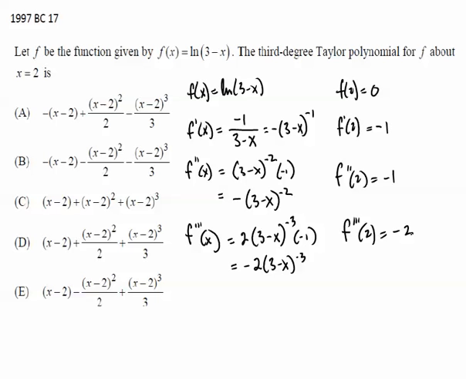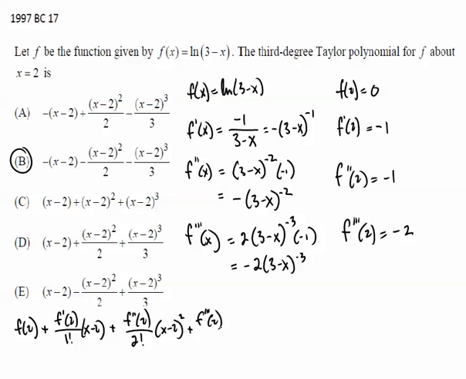So just by looking at the coefficients, we may be able to tell something. Actually, we can see that only B has all negative terms, which is what we should wind up with. But we don't see the 2 in there, for example. So what we want here is f of 2 plus f prime of 2 over 1 factorial times x minus 2, plus f double prime of 2 over 2 factorial times x minus 2 to the second power. And finally, the third derivative at 2 over 3 factorial times x minus 2 to the third power.